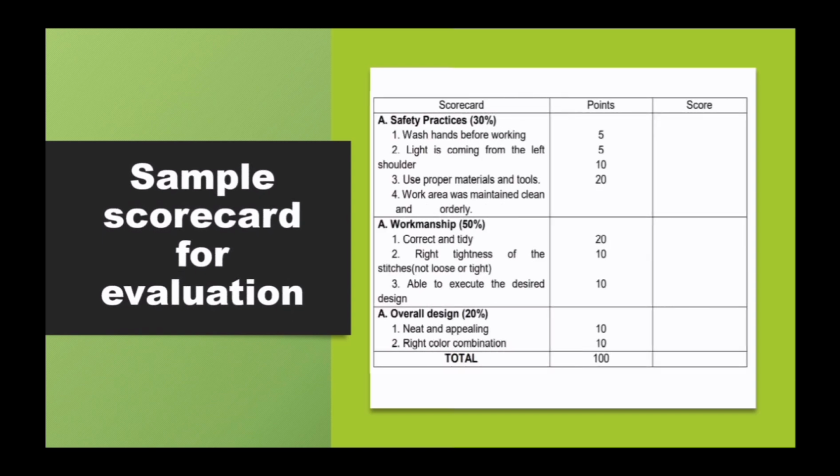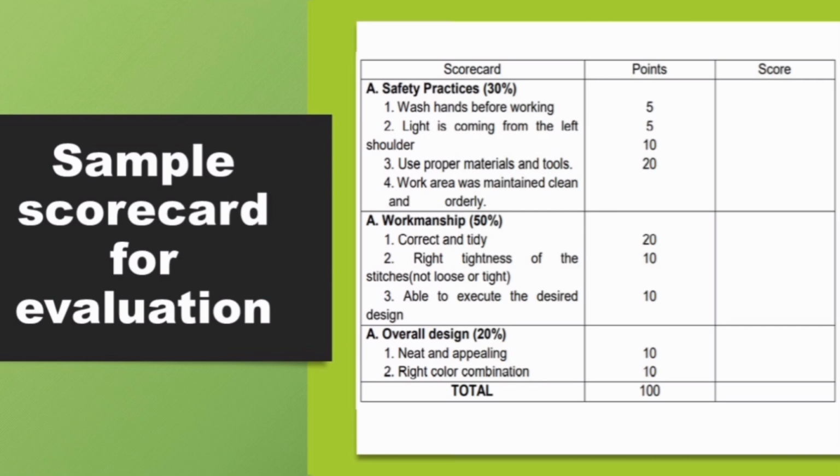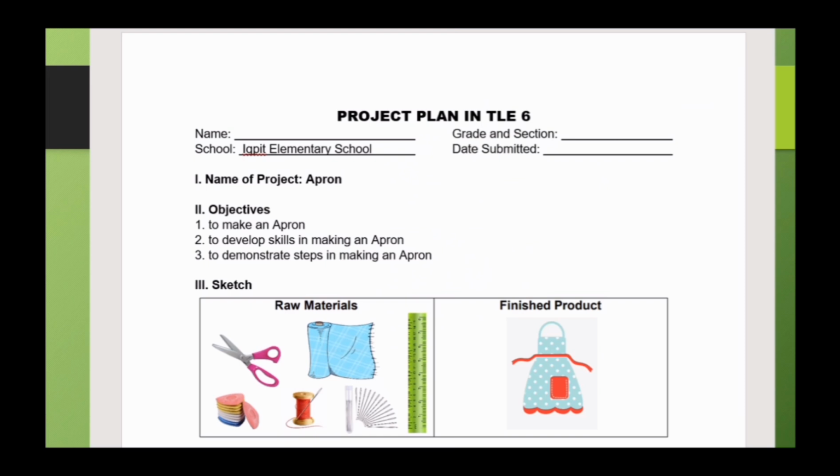For the evaluation part, this is an example of a scorecard that your teacher might use in evaluating your project. The first criterion will be safety practices, and that is for 30%. Workmanship for 50%. And of course, the overall design for 20%. This is a total of 100%. So I hope that you are going to do your project the right way.